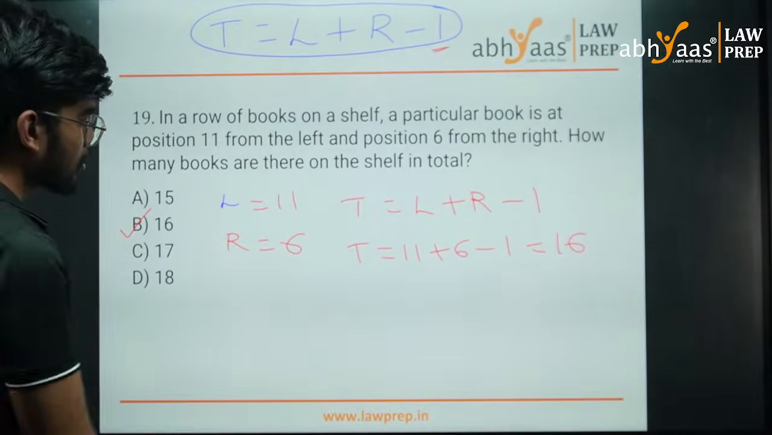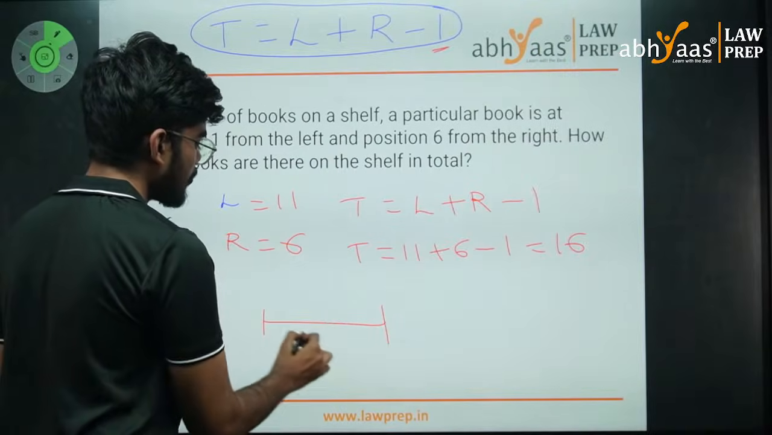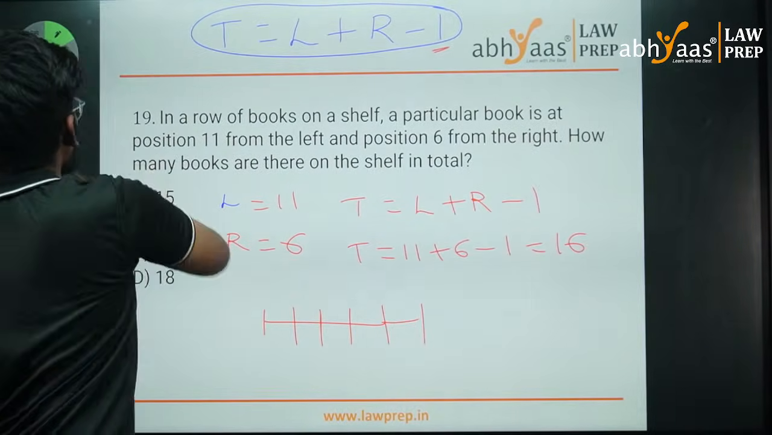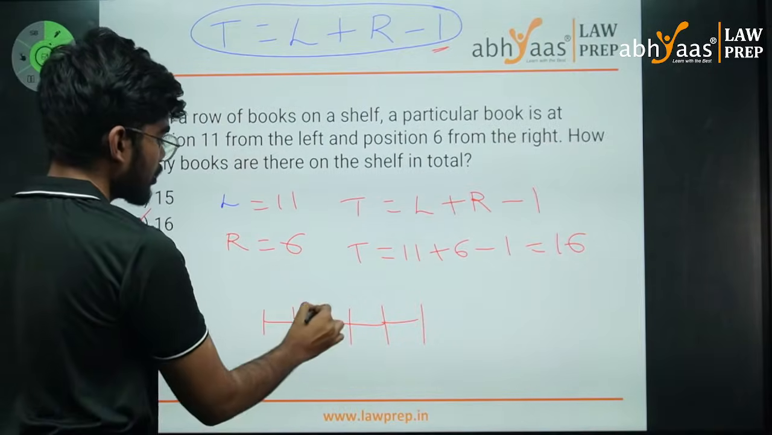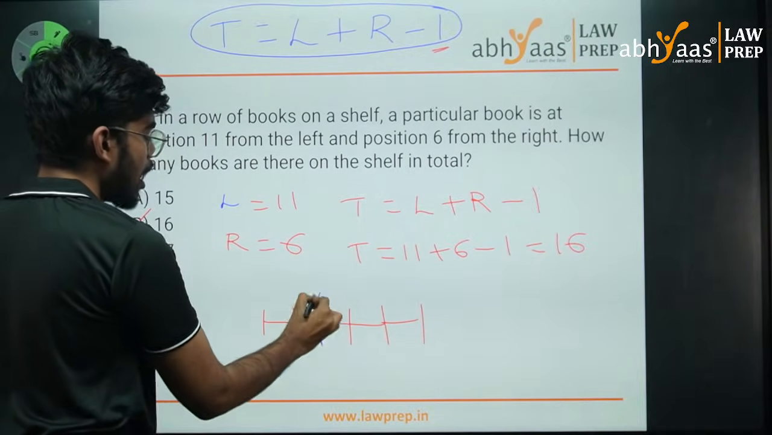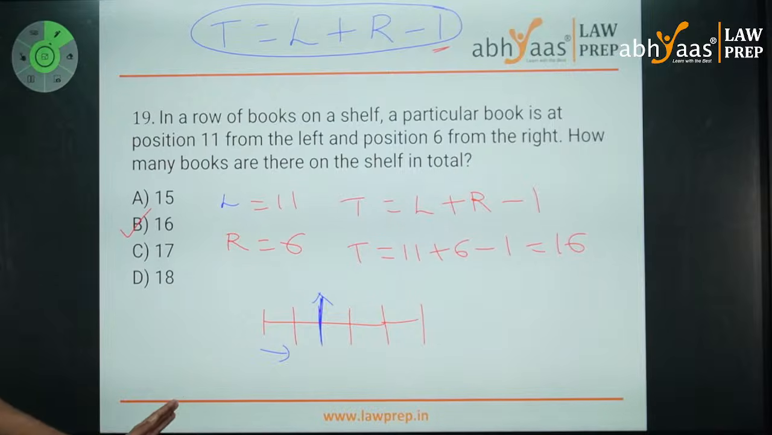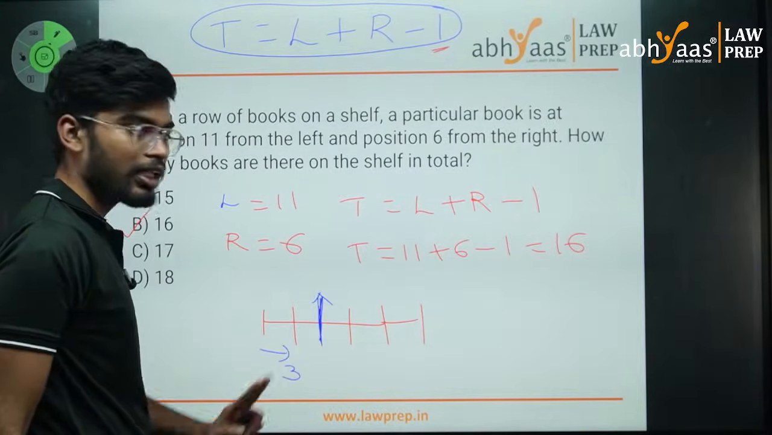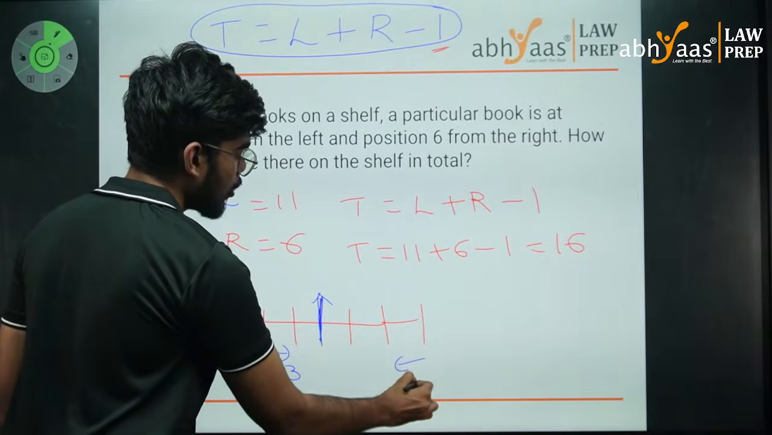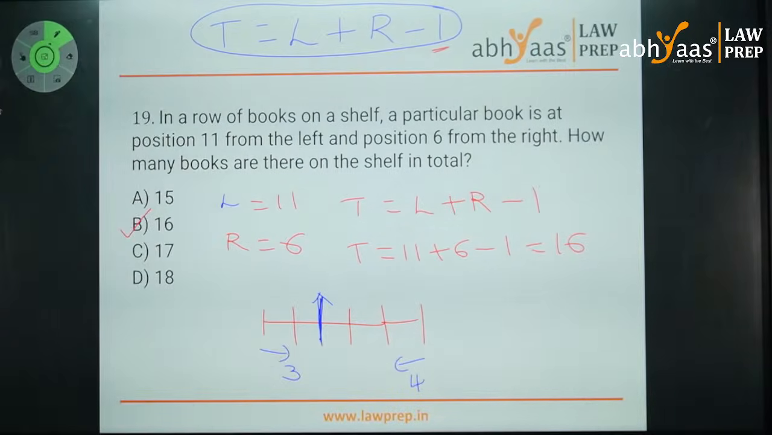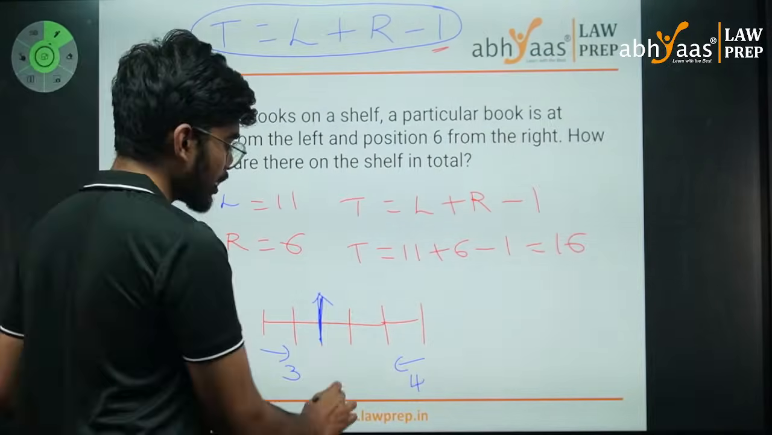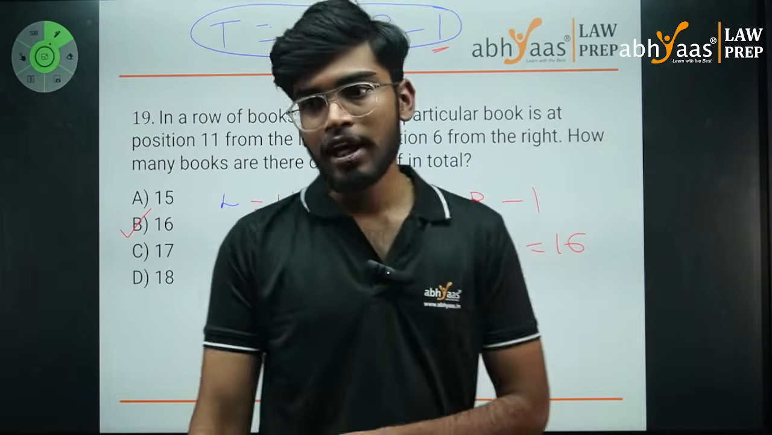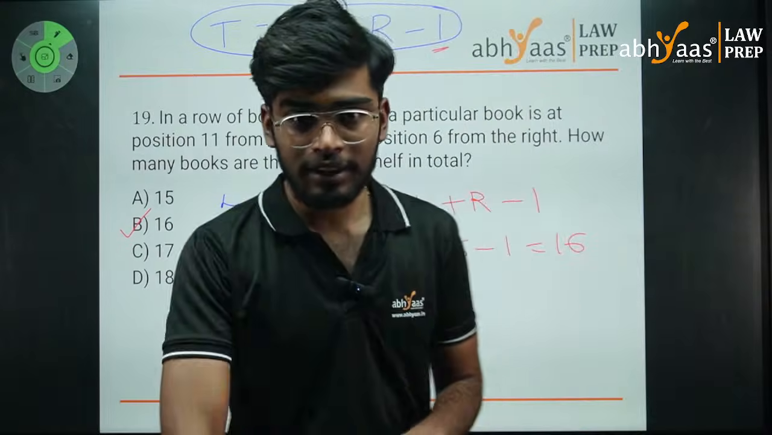I'll give you an example. Say there are 6 persons in a row. If I am focusing on this particular person, when I am starting from the left end, this person is third from the left, right? And the same person will be fourth from the right extreme end. So that doesn't mean that 3 plus 4, here in this row there are only 6 people. But if you add 3 plus 4 directly, you will be getting 7.